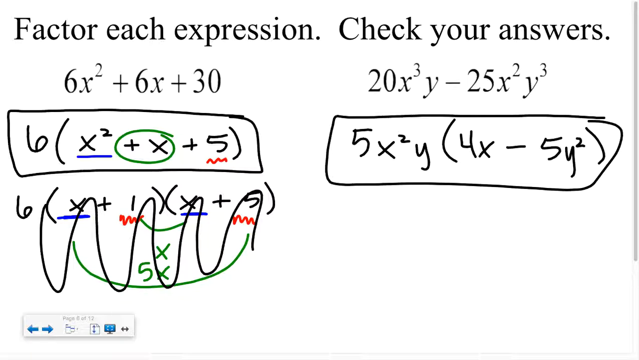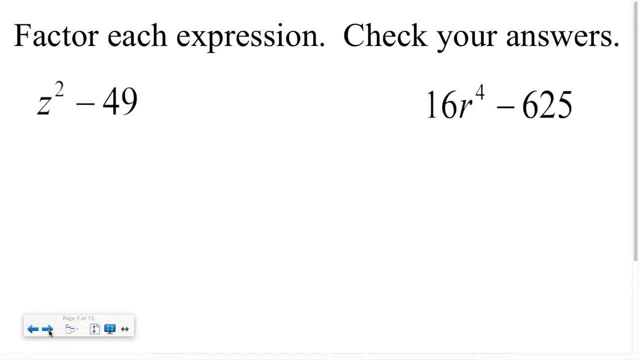Alright. Next two. z squared minus 49. Is there a GCF? No. Binomial or trinomial? Binomial. Sum or difference? Difference. Okay. Is z squared a perfect square? Yes. 49? Yes. Okay, this is what's called a difference of squares.